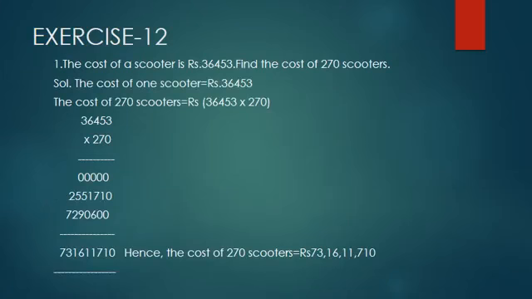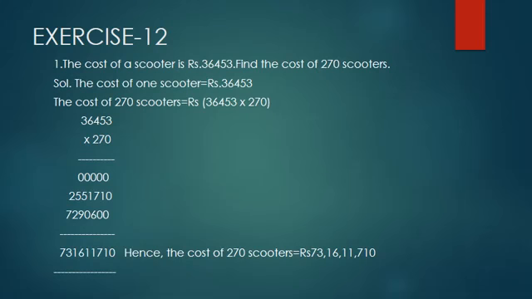Now come to exercise 12. Exercise 12 is based on word problems, so I am going to explain each question. Just listen carefully. The first one is: the cost of a scooter is rupees 36,453. Find the cost of 270 scooters.